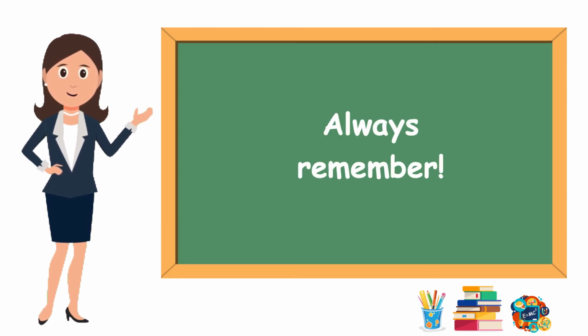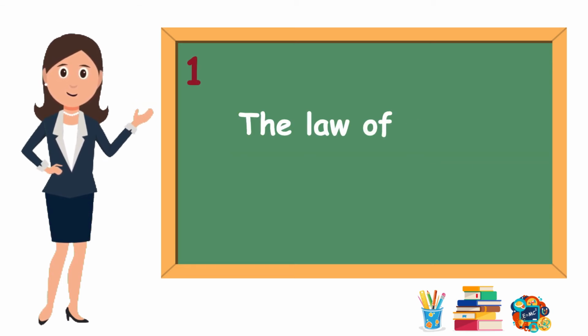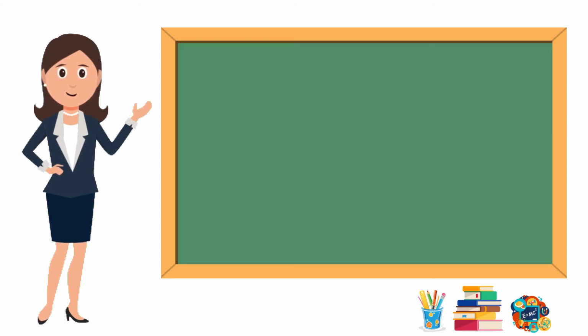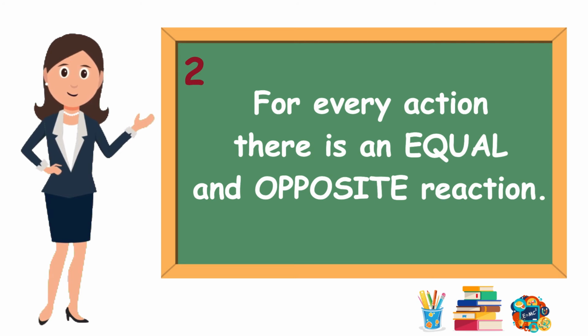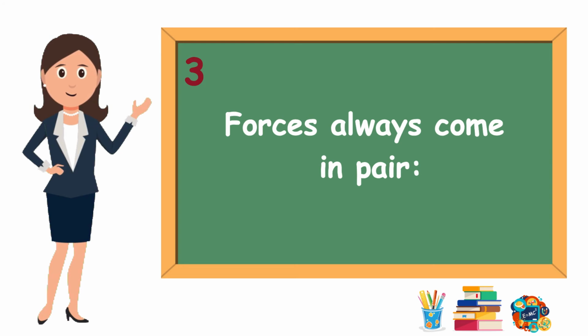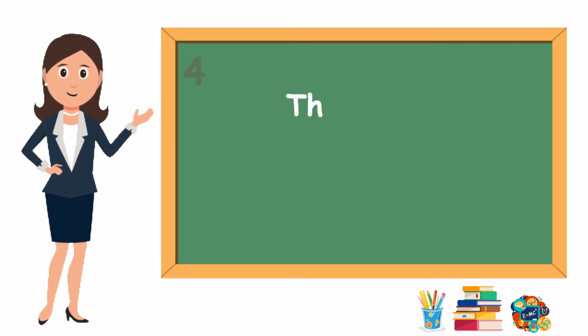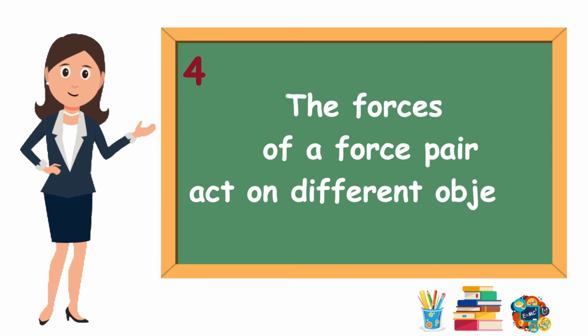Now, always remember, Newton's third law of motion is also called the law of action and reaction, or law of interaction. It implies that for every action, there is an equal and opposite reaction. Forces always come in pairs, equal and opposite action-reaction force pairs. And the forces of a force pair do not cancel because they act on different objects.